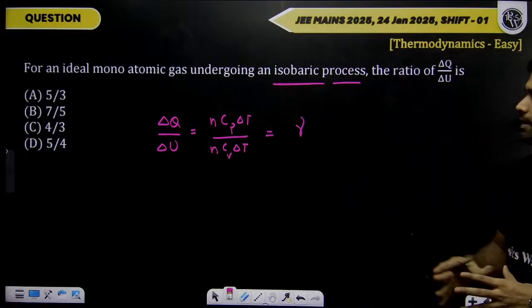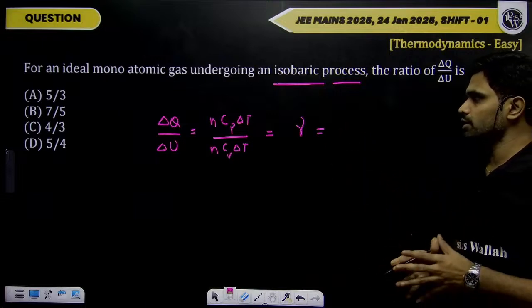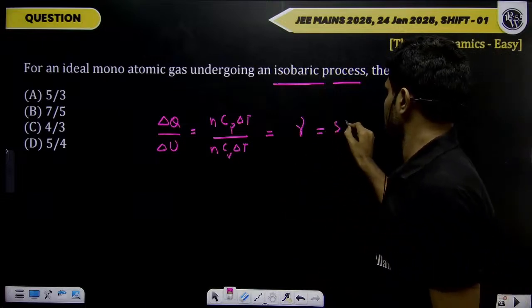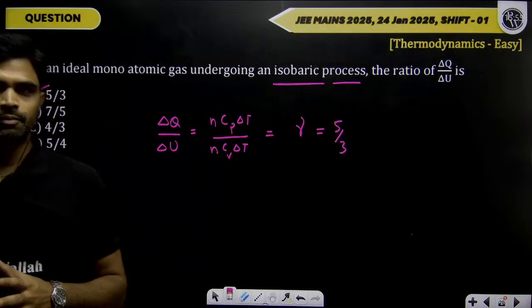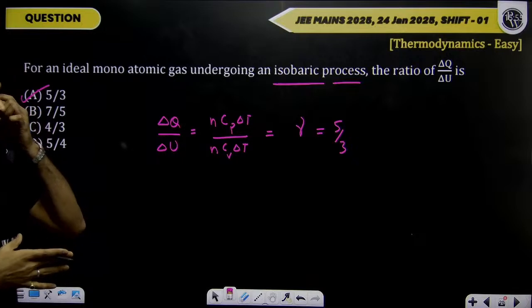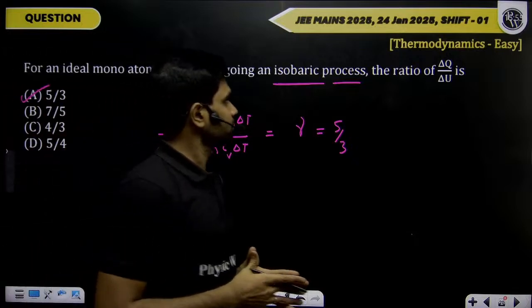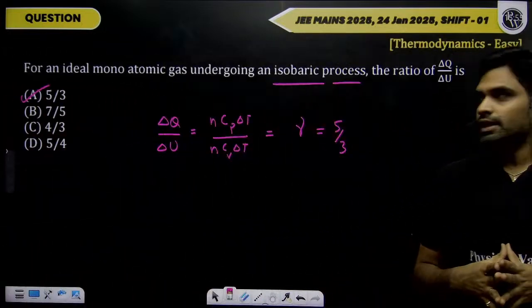Gamma for a monatomic gas. What is gamma for a monatomic gas? 5 by 3. The first option would be correct. Gamma for diatomic is 7 by 5, 4 by 3. So that's it from physics.